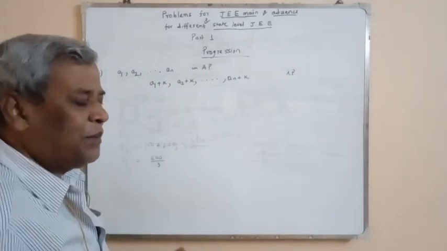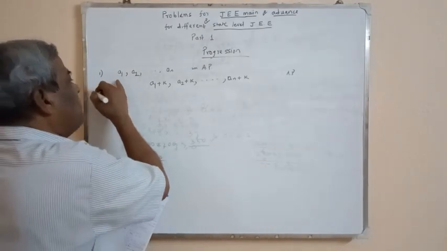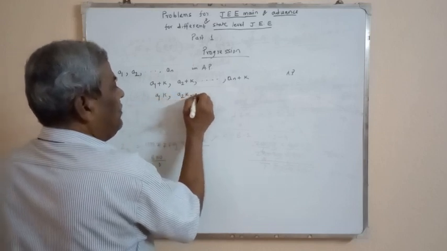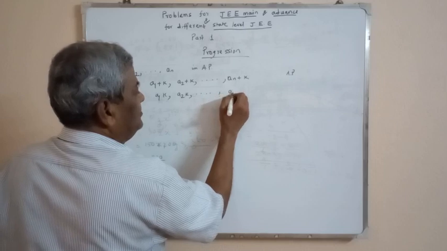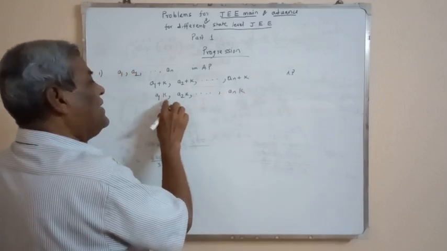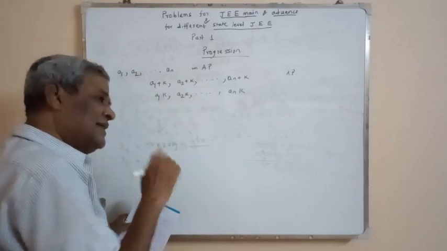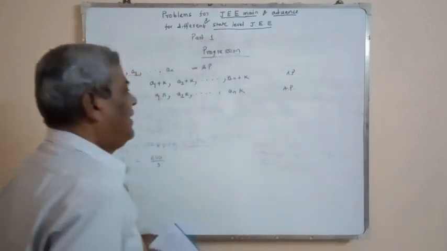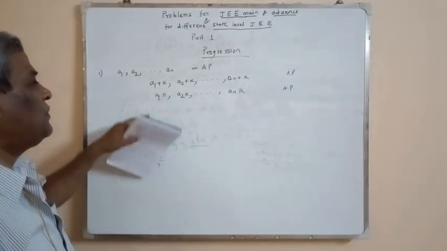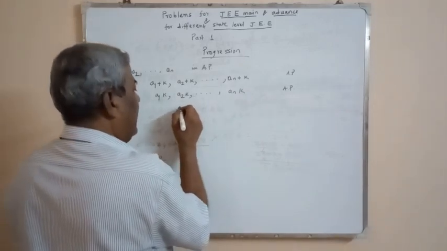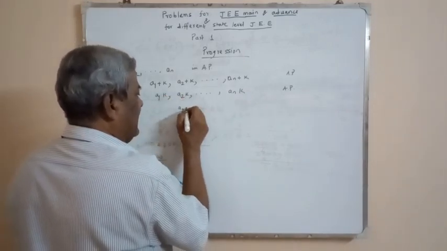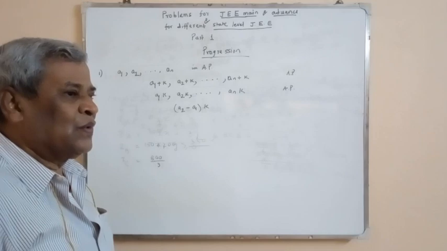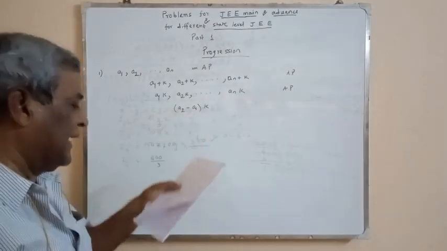Similarly, if a constant term k is multiplied with each term, that is A1k, A2k up to ANK, then the resultant series is again in AP. Here, the common difference of the new series will be A2k minus A1k, that is A2 minus A1 into k. So the common difference will be changed in that case.